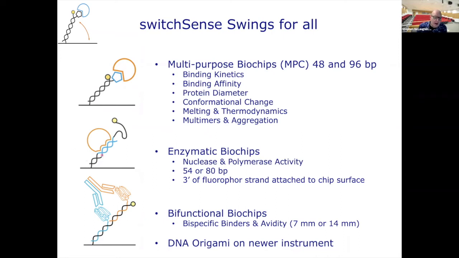If you want to look at enzyme reactions of DNA polymerases or nucleases, then you need a special enzyme chip. And if you're looking for bifunctional chips, say for biospecific binders, if you're looking at antibodies, then there's a special chip for that. And the company has now developed even newer technologies, such as DNA origami, but that's on the newer instruments, which we don't currently have at the LMB.